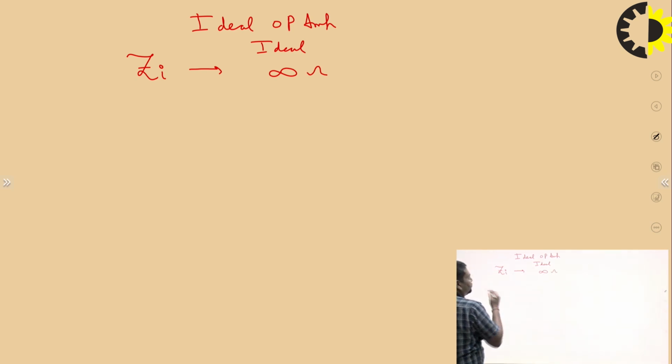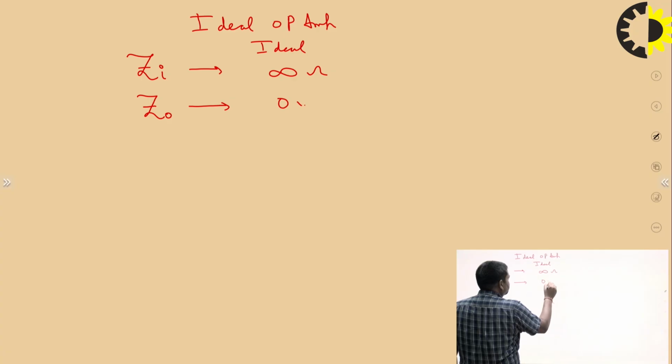If we take the impedance in ohms, the input impedance of an ideal op-amp should be infinity. What is ZO? ZO is the output impedance. The output impedance of an ideal op-amp should be 0 ohm.